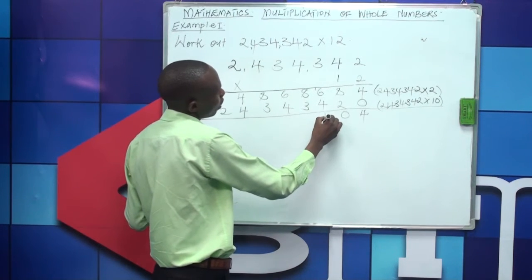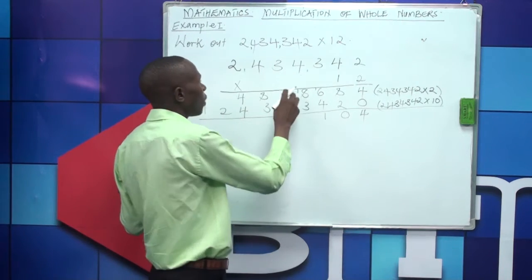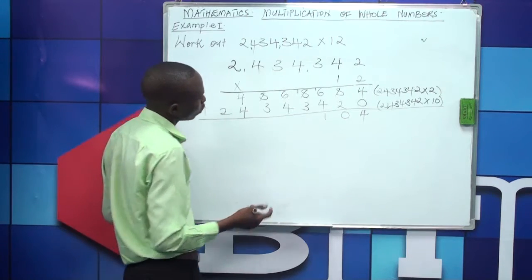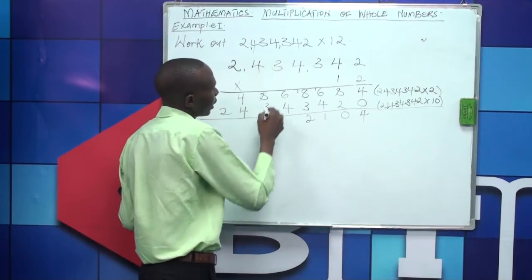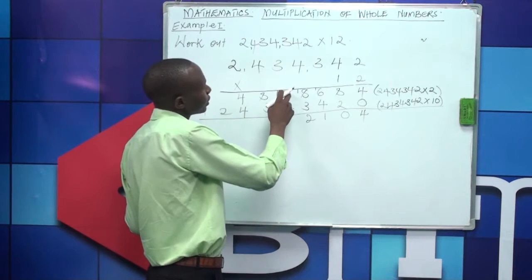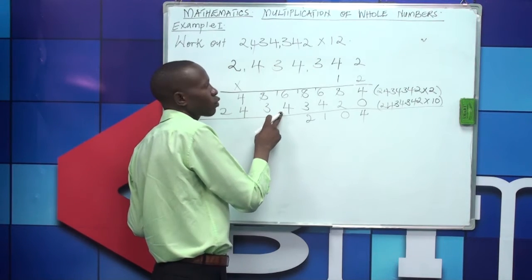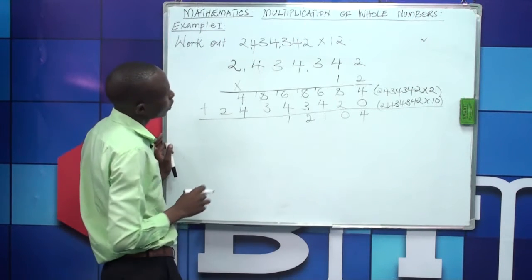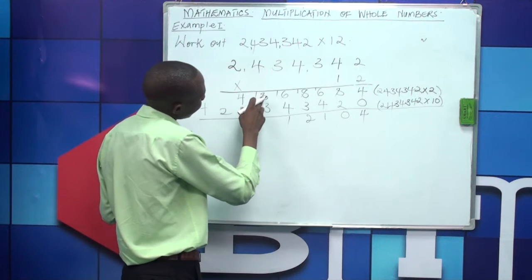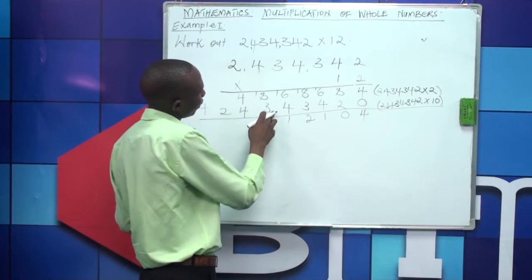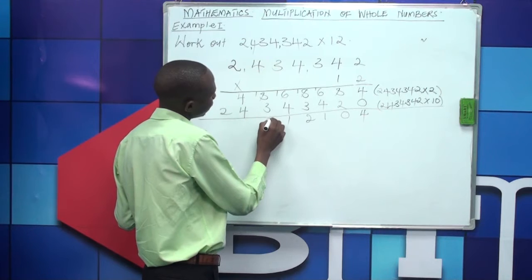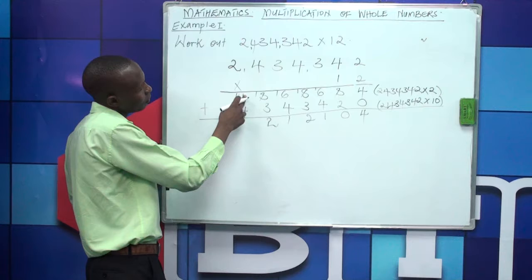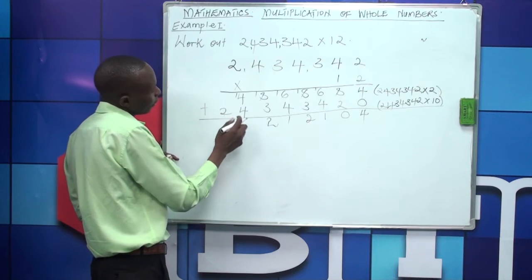11, we shall have to write here 1, and regroup 1 here. 1 plus 8, that's 9. 9 plus 3, it will have to give us 12. So 12, we shall write here 2, and we regroup 1. 1 plus 6, 7. 7 plus 4, that will be 11. 11, I will be required to write here 1, and we regroup 1 here. Then we shall say 1 plus 8, that will be 9. 9 plus 3, that will be 12. 12, we shall have to write 2, and we regroup 1 here. 1 plus 4, it will be 5. 5 plus 4, it will be 9.